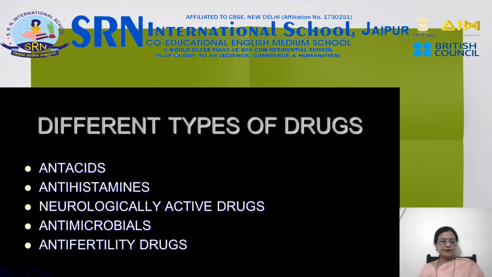Next is antimicrobials. Diseases in man and animals may be caused by bacteria, viruses, or any other microorganisms. Any organism that causes disease is called a pathogen. Antimicrobials are of two types, bactericidal and bacteriostatic. Bactericidal are the drugs which kill the microorganisms, for example penicillin. And bacteriostatic are those drugs which inhibit the growth of the microorganisms.